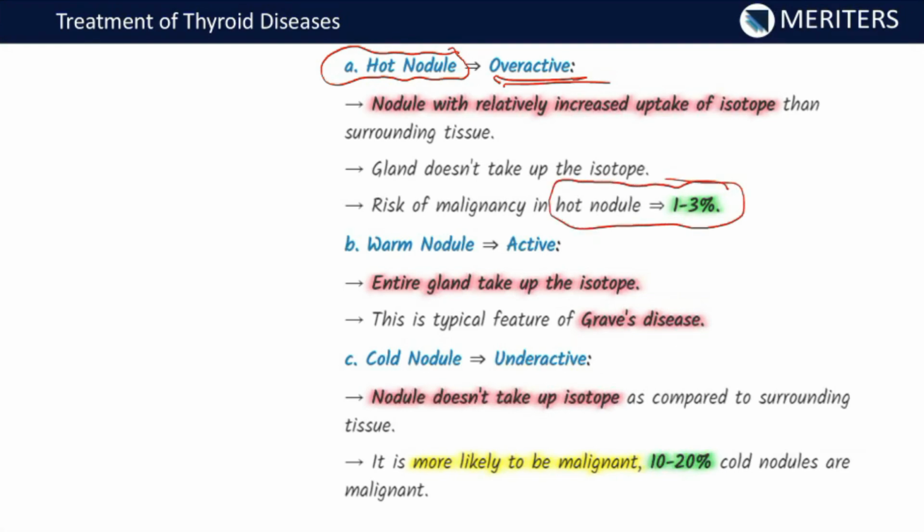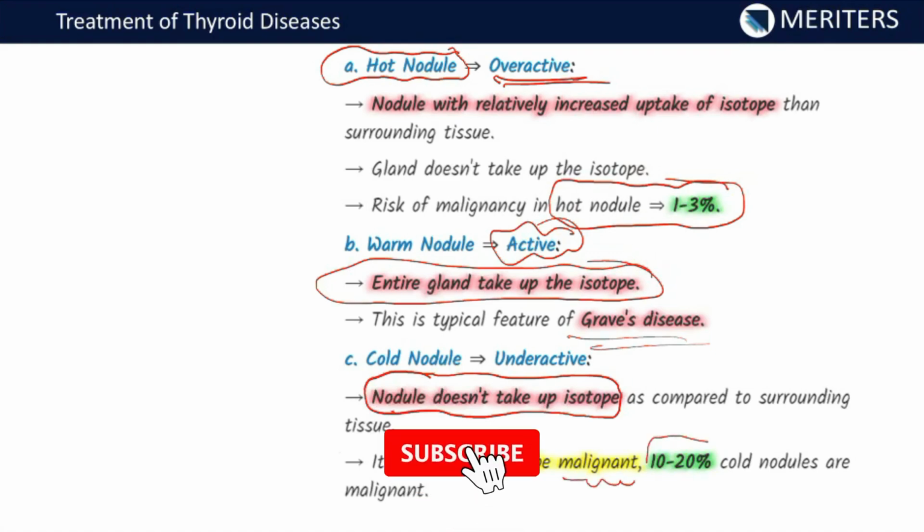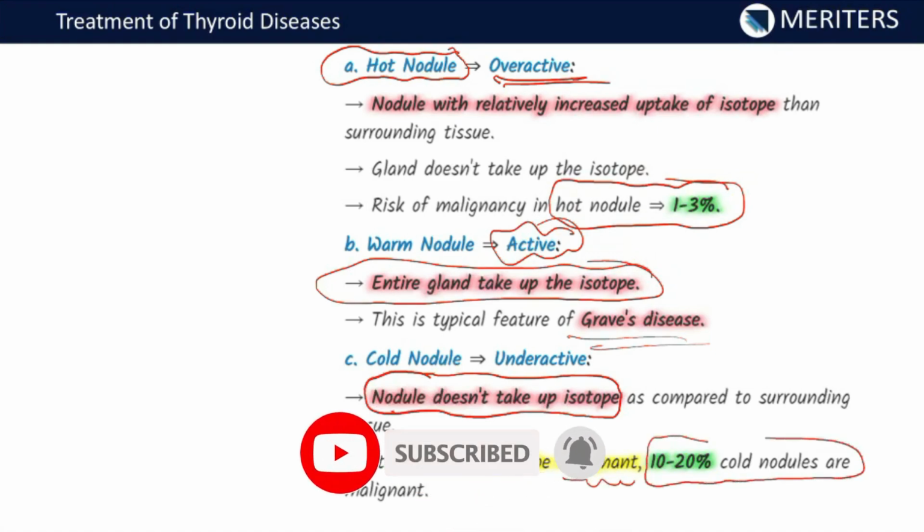Now for warm nodule, again the condition is active and the entire gland takes up the isotope. That is the difference. Here the entire gland takes up the isotope, and the example is Graves disease. Now, the third condition is cold nodule. Cold nodule means the nodule doesn't take up isotope as compared to the surrounding tissue. Here, one particular nodule you will find to be least active, because it is not doing any work. So it is more likely to be malignant. That way you can remember it. And the chances of malignancy are 10 to 20%.